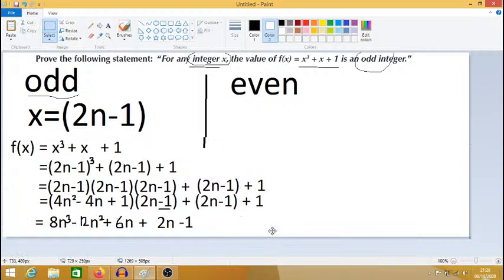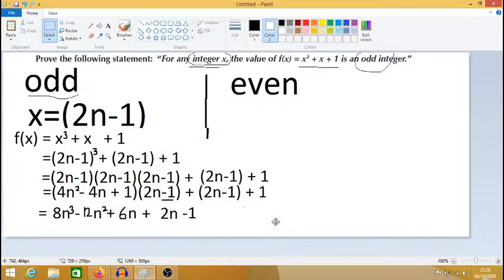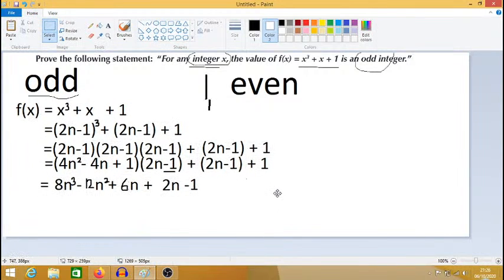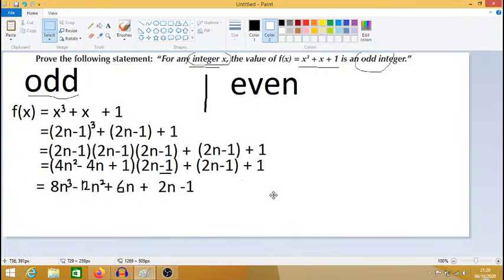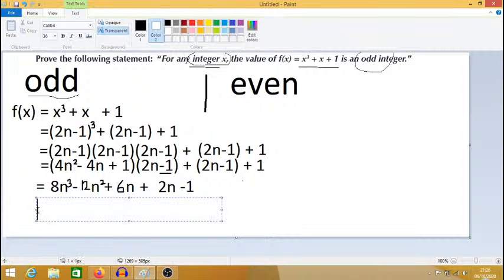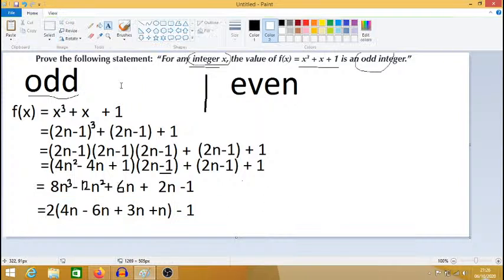So I can take the very same technique I did. I'm just going to cover up that 2n minus 1 just to make a bit of space. So I can just take 2 out at the front of the brackets, and I'll have 4n cubed minus 6n squared plus 3n plus n, and leave the minus 1 on at the end, and just put the powers in.